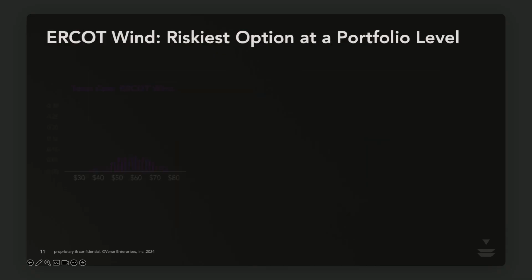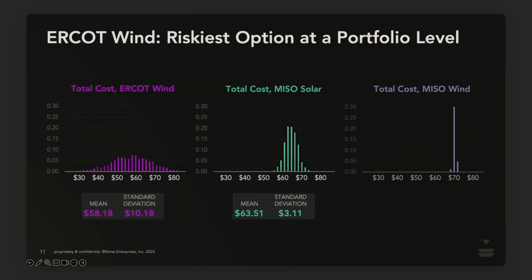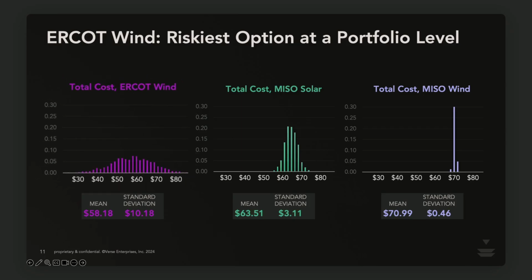These charts illustrate the different levels of risk the company would take on a portfolio level with each PPA. While the ERCOT wind PPA has the lowest forecasted mean total cost, it also has the widest range of possible outcomes and therefore the most uncertainty. This is because wholesale market prices in ERCOT can vary widely from those in MISO.